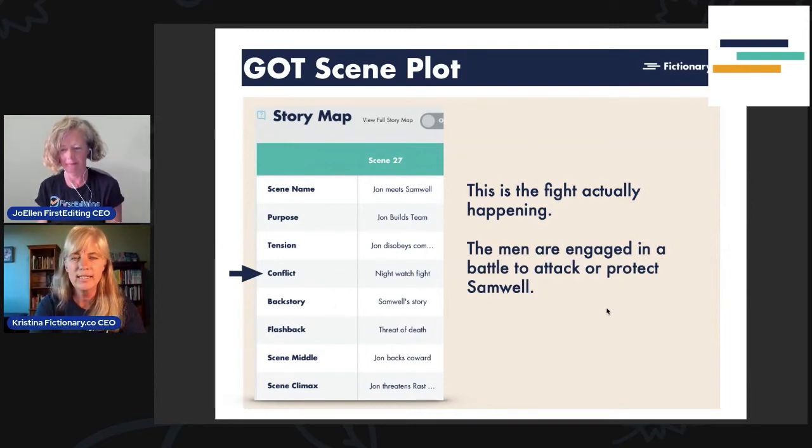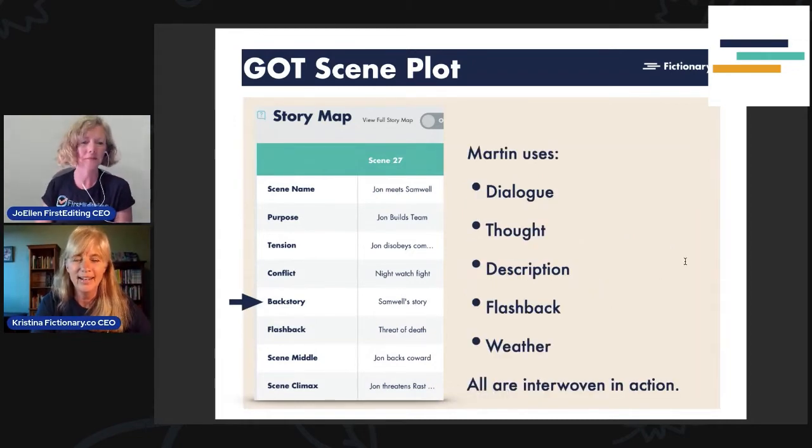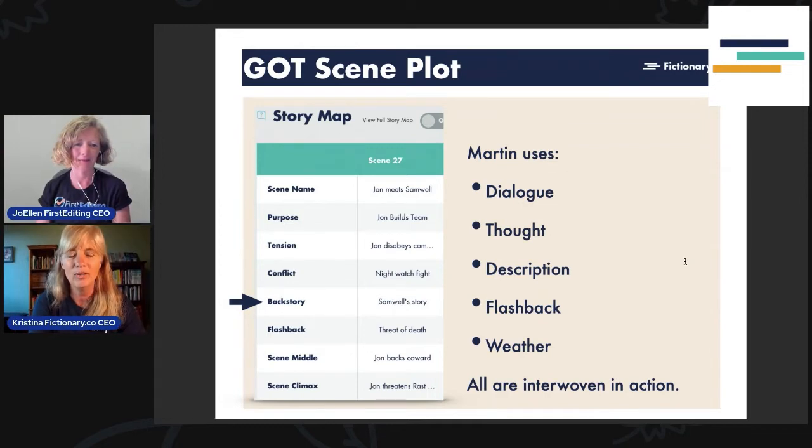So this starts in the scene when the Night Watch are all just fighting each other, and half are trying to beat Sam and the other half are trying to protect Sam. All right. So here, this scene is one of the best uses of backstory I can give to people. And if you have an issue with backstory and read this, you'll see how brilliantly it's done. He uses dialogue, thought, description, a flashback, and weather, and it's all interwoven in action. So it makes it really interesting. And he's chosen things that are important and related to the plot.